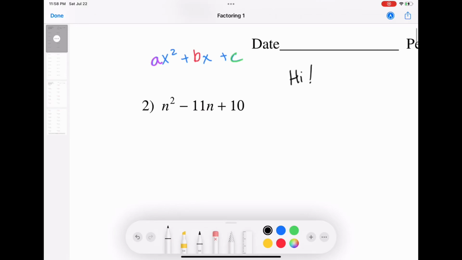Okay, hi there. We're going to go ahead and get started with factoring this trinomial right here, n squared minus 11n plus 10. The reason it's called a trinomial is because there are three different terms. There's an n squared term, there's just an n term, and then there's a term with no variable. So this is a quadratic equation because it's squared. It's to the second power.